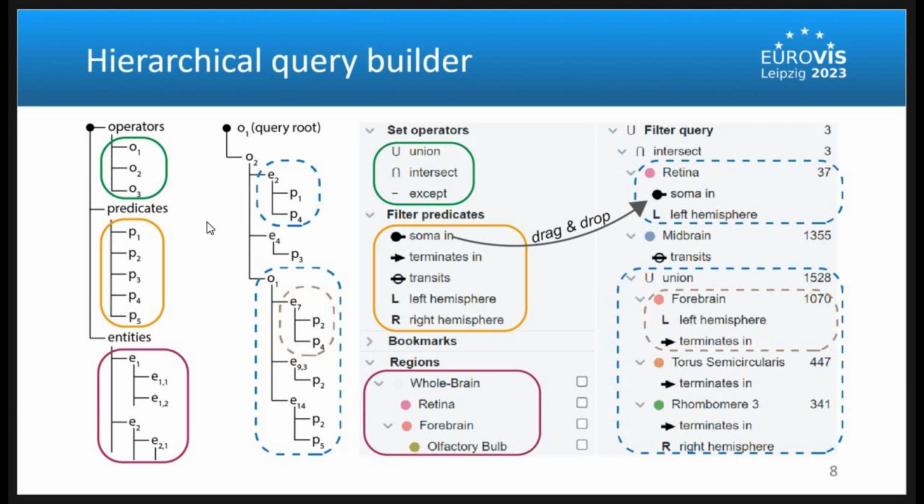The left tree contains all the components that are needed to build a circuit query, for example, the operators, predicates, and the entities. The right subtree is a representation of the nested filter query, which produces a filtered set of neurons that realize the neural circuit.